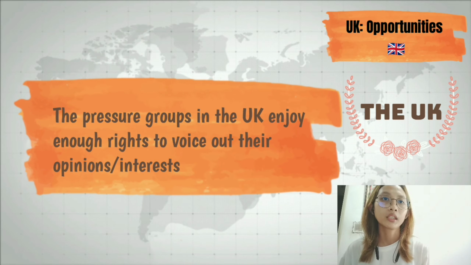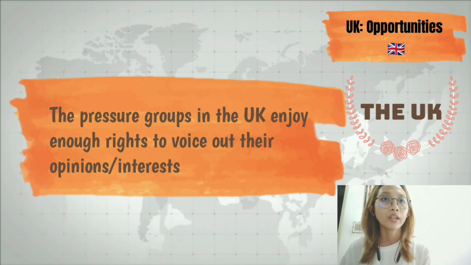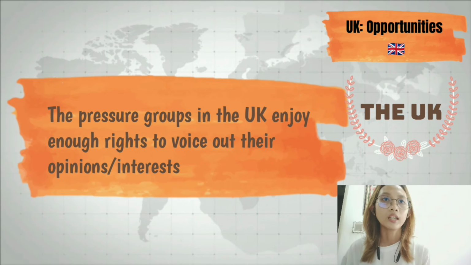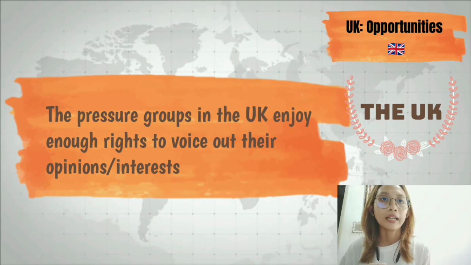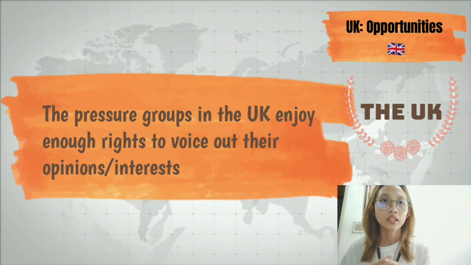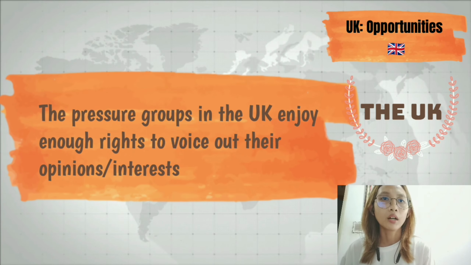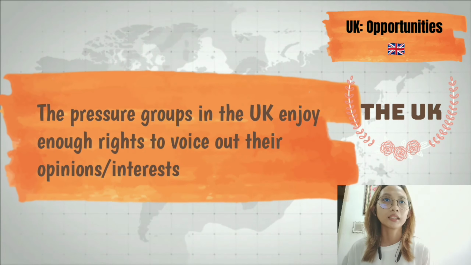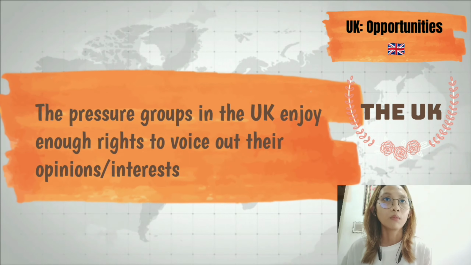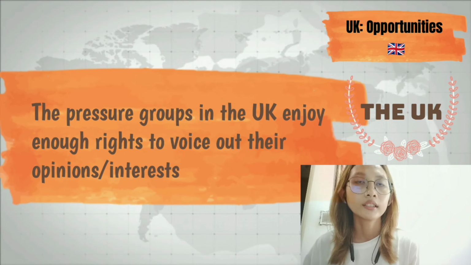So they might form themselves into outsider or insider pressure groups, or sometimes they also form trade union groups, where they bargain and negotiate with the government over the conditions of their salary and their working jobs as well. So this is a very good point about the United Kingdom, because they allow pressure groups to have enough right to voice out their opinion and interest. And this is all for the opportunities and challenges of both countries. Next, we're moving on to the recommendation.